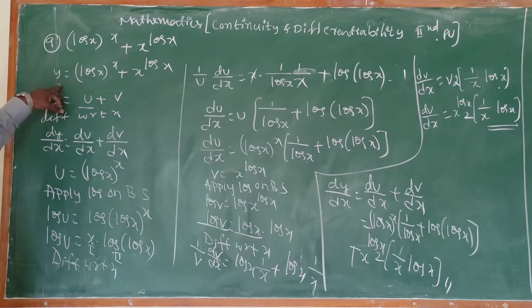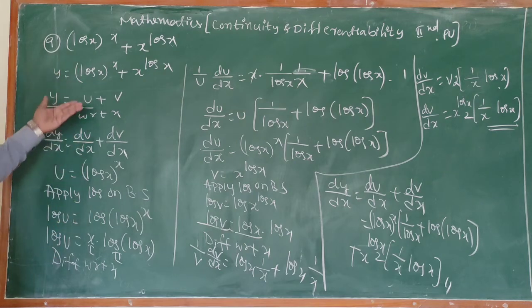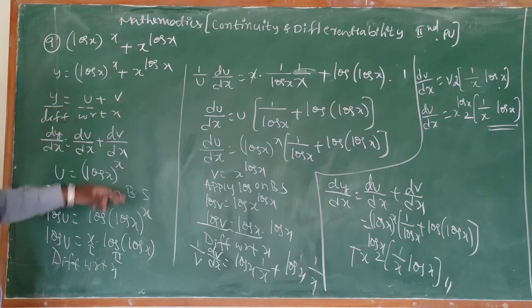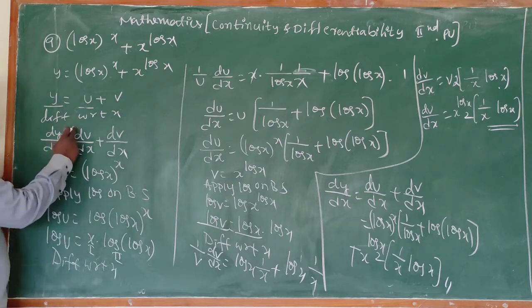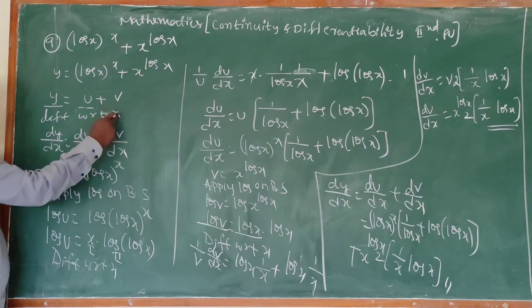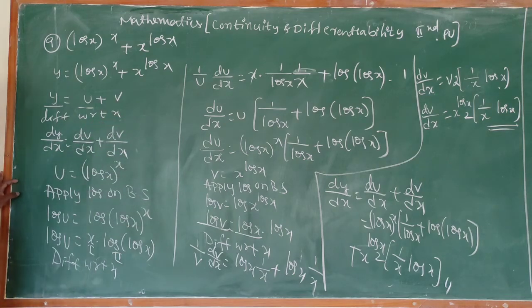Okay, so here we can't differentiate directly, that's why you have to take the separate functions. Okay, and if this is u, this is v, y is equal to u plus v. So differentiate with respect to x. Y differentiation is dy by dx, u differentiation is du by dx, v differentiation is dv by dx.